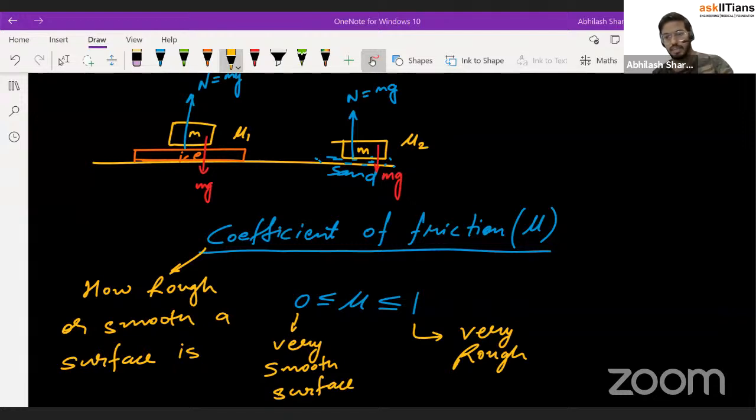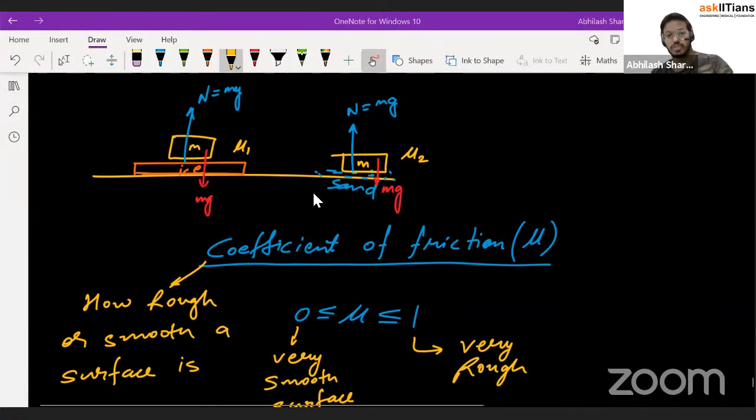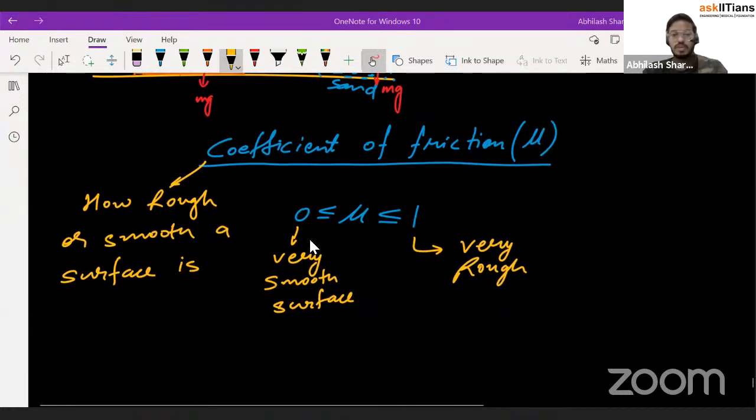Yes, so sand is the correct answer. Sand is going to have more coefficient of friction. Why? Because it was difficult to move through sand. It was a rough surface, while ice was easy to move. That means ice was a smooth surface. And what did I tell you? That for a smooth surface, coefficient of friction is low. And for a rough surface, it's high.